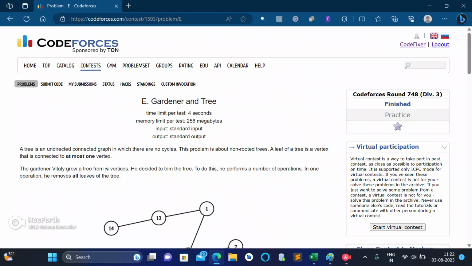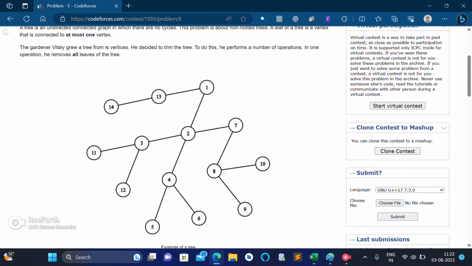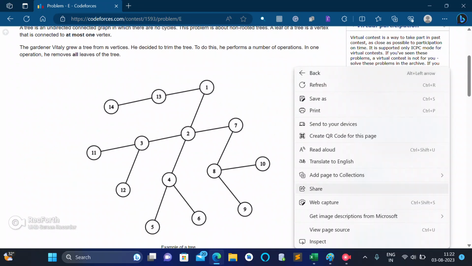What we have to do is perform k operations, and in each operation we have to remove the leaves of the tree. For example, suppose in the first operation I remove all the leaves of the tree. In the second operation, some of the remaining nodes will become leaves. Then in the second operation I remove all the remaining leaves of the tree. In this way we have to do the operations.